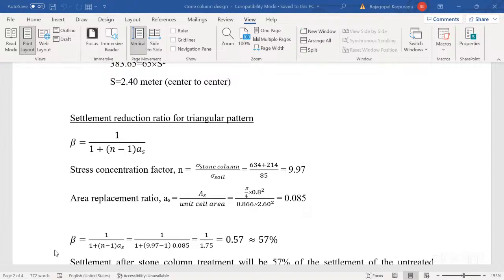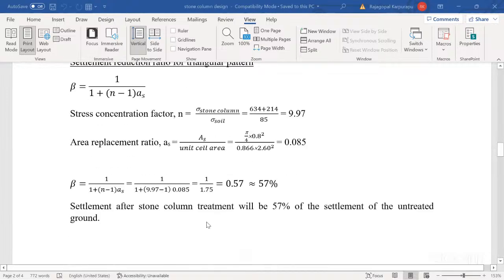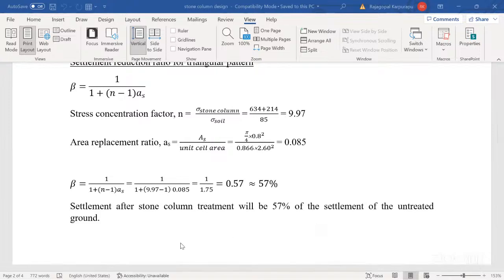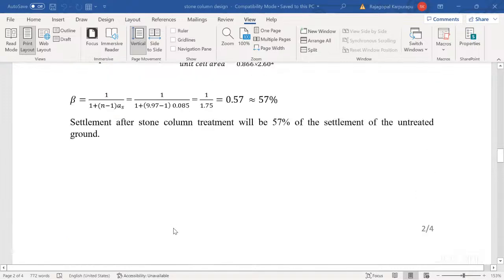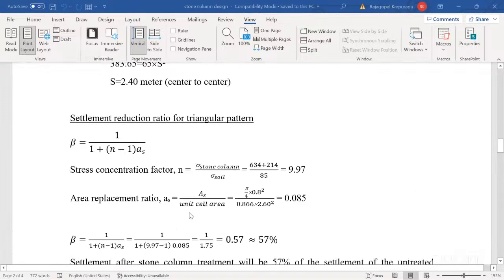And so our settlement reduction factor comes as 0.57. So the settlement of the stone column treatment will be 57% of the settlement of the untreated ground. And similarly, in the case of the square pattern also we can work.